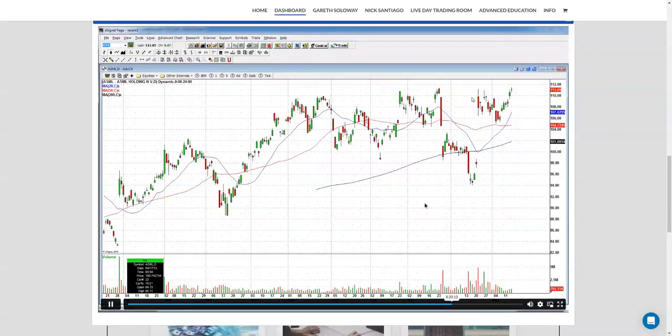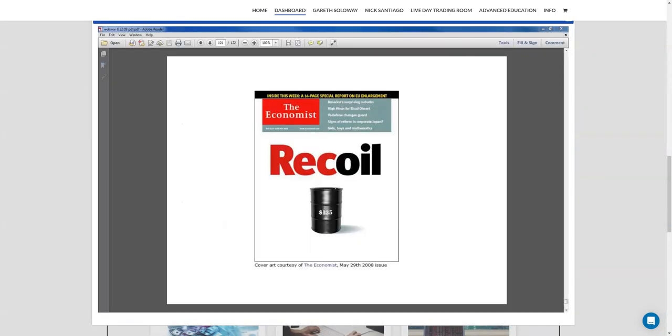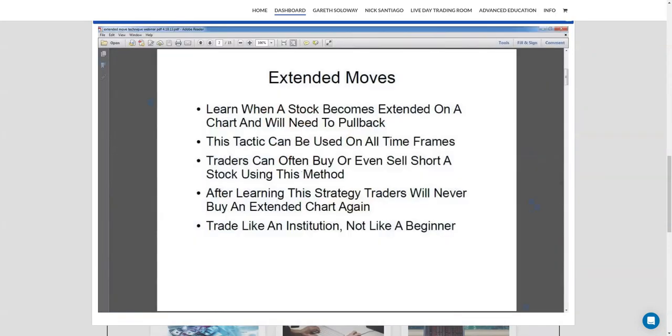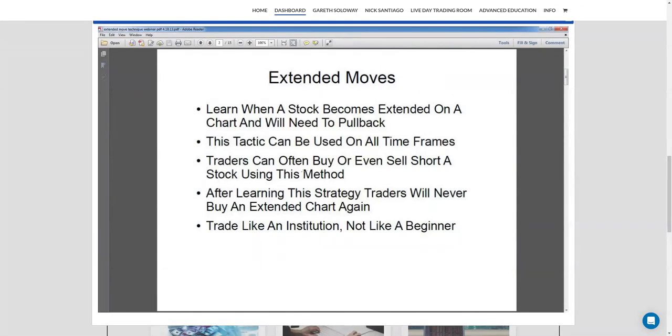So right up here, I knew that we had to get out of the stock. It was going to pull back, off of this technique. Trade like an institution, not like a beginner. That's what this will help you do. Also, you'll know when to get in, when to get out of stocks, when stocks are going to form bottoms, when stocks are going to form tops. In my opinion, that's information that you just can't buy. You can't get it anywhere else unless you know how to do this.